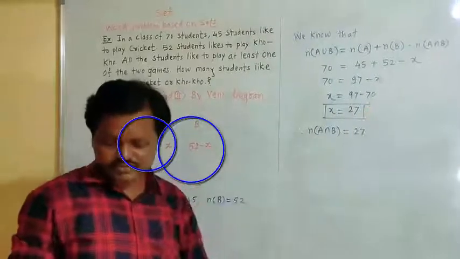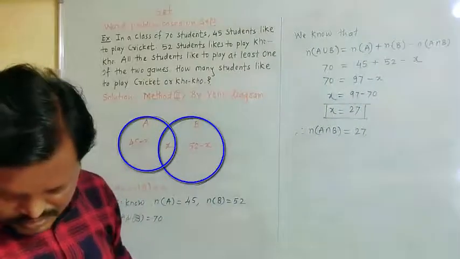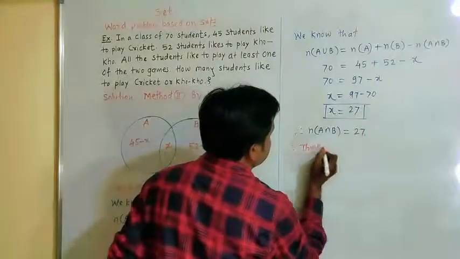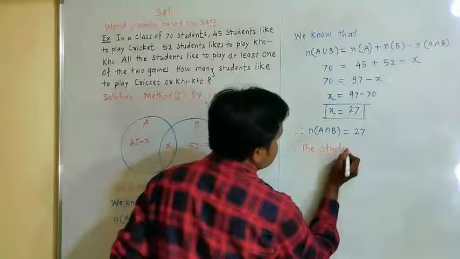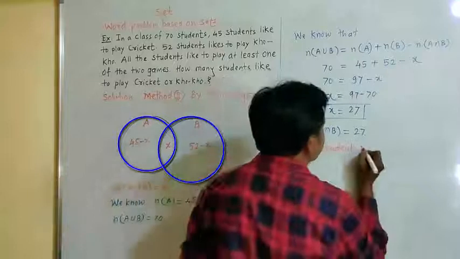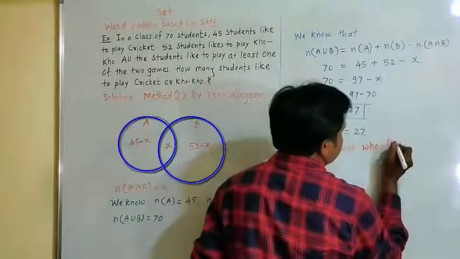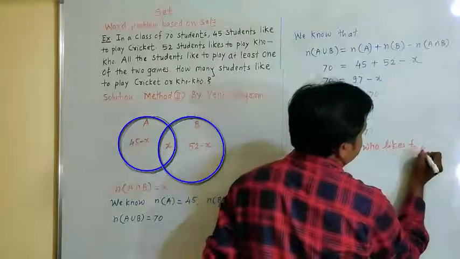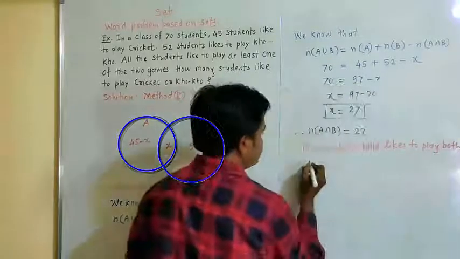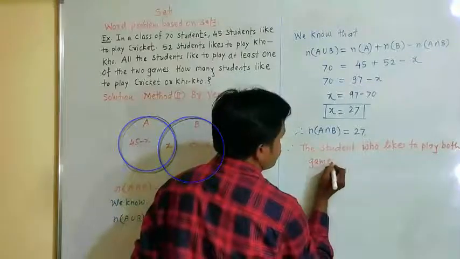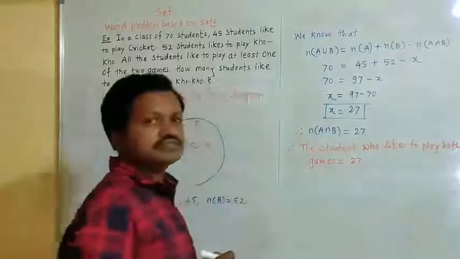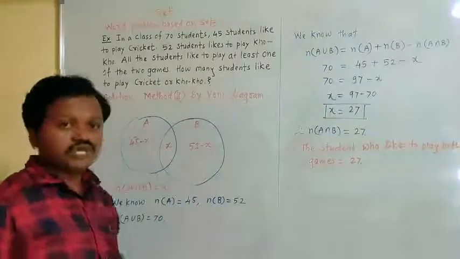So I write in words. Therefore the students who like to play both games is equal to 27. Now we want here the students who play only cricket.